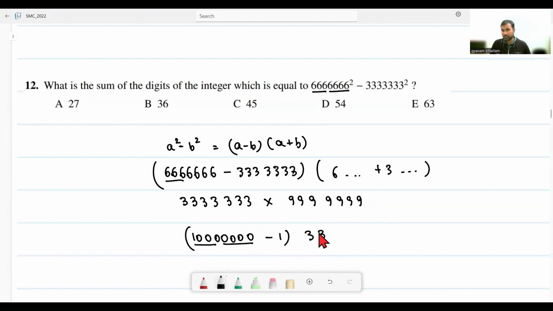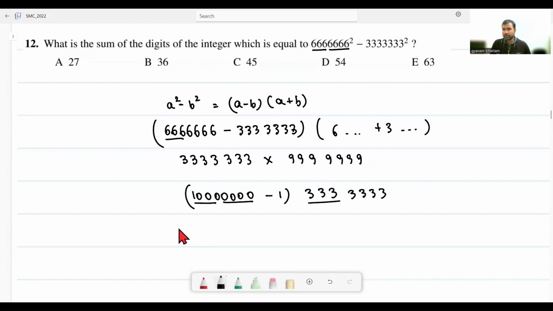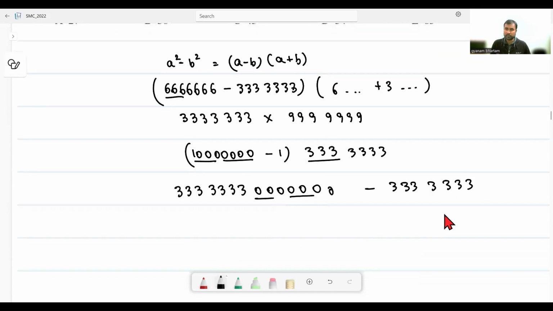And you're going to multiply 3, 3, 3 and 3, 3, 3, 3. And this gives you 3, 3, 3, 3, 3, and 7 zeros minus 3, 3, 3. And this is how we can multiply it quickly. So you have 7, 9, so 6, 6, then you have again 6, 6, 6 times, and 7. And you have 3, 3, 3, 3, 3, 3, and 2.